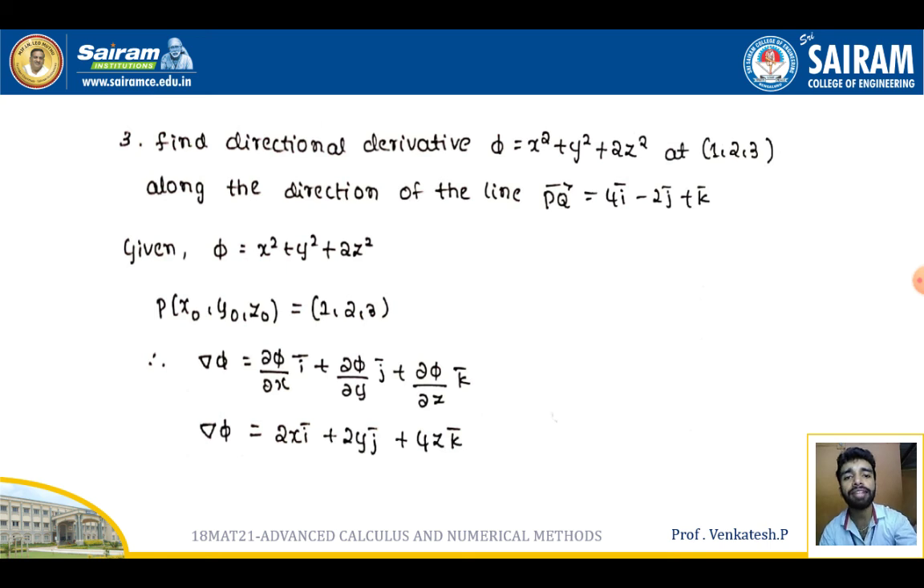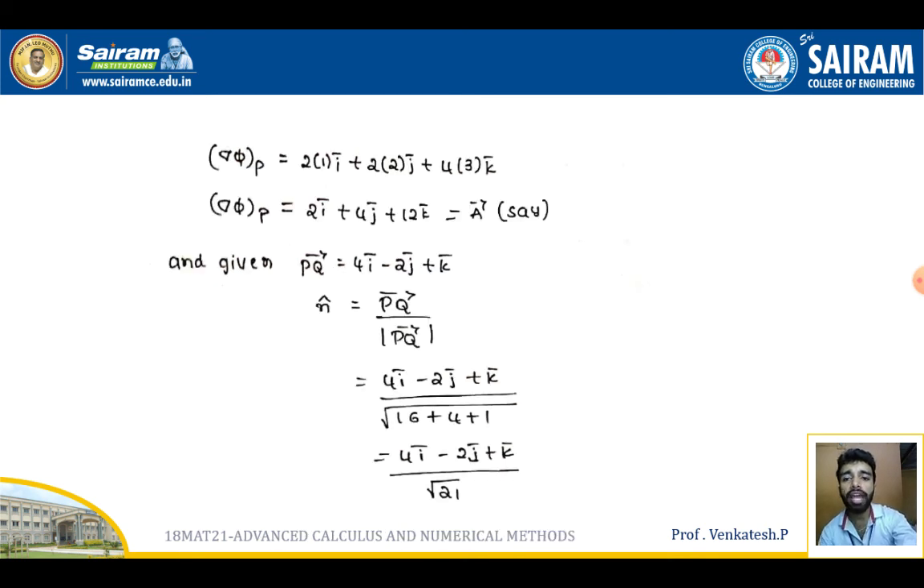I want to estimate this del phi at the point (1, 2, 3). Replace x is equal to 1, y is equal to 2, z is equal to 3 here. I'll be getting del phi is equal to the vector 2i plus 4j plus 12k. Now I want to find the n cap value in the direction of the vector 4i minus 2j plus k. So I'll be getting n cap is equal to vector PQ divided by modulus of PQ. It will be 4i minus 2j plus k by square root of 16 plus 4 plus 1, so it will be equal to 4i minus 2j plus k divided by square root of 21.